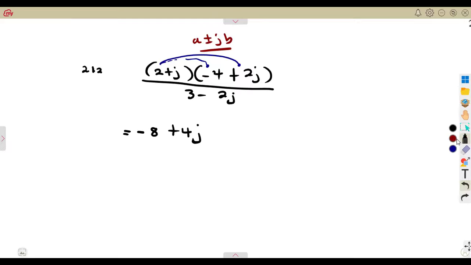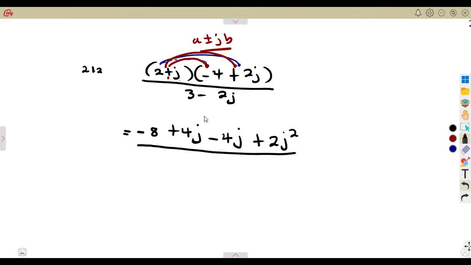You're done with the 2. You move on to this J, plus J. So this is plus J times minus 4, which is going to be what? Plus and minus, that's minus. So that's minus 4J. The plus J multiplies the plus 2J. Plus and a plus, that's a plus. So it's going to be 2, and J times J will give us J squared. Everything over 3 minus 2J.